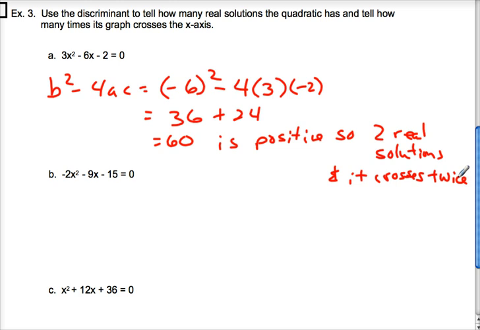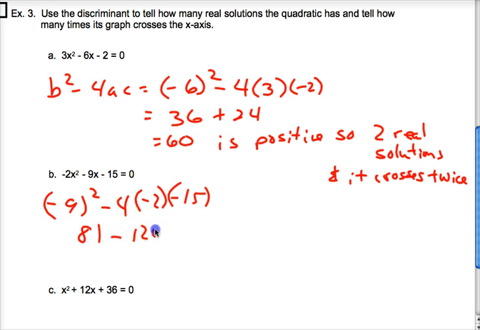Again, b squared minus 4ac, -9 squared minus 4 times a, which is -2, times c, which is -15. That'd give me 81 minus, because I have 3 negatives basically on the right-hand side, 8 times 15, 120, -39. That's negative.